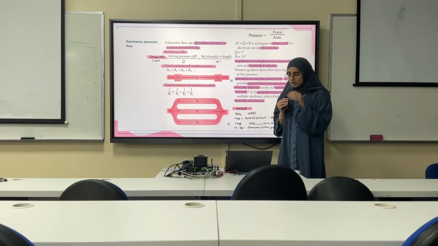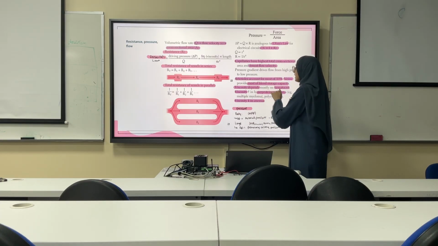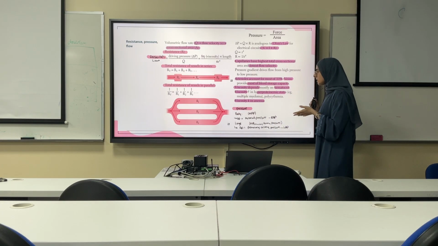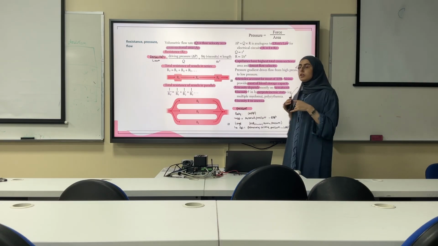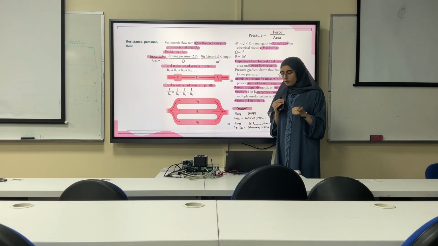Okay? And then you can see here it's also written that there are some cases that might increase the viscosity, such as polycythemia. Decreased viscosity in anemia, the blood is going to flow faster.